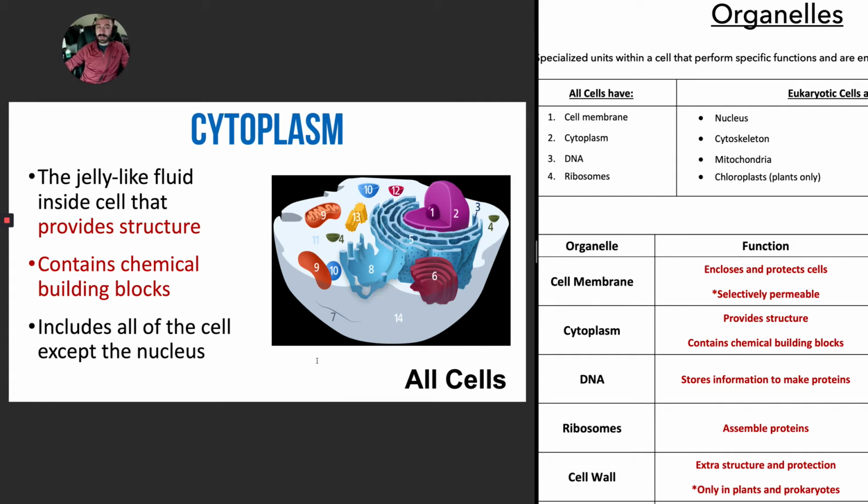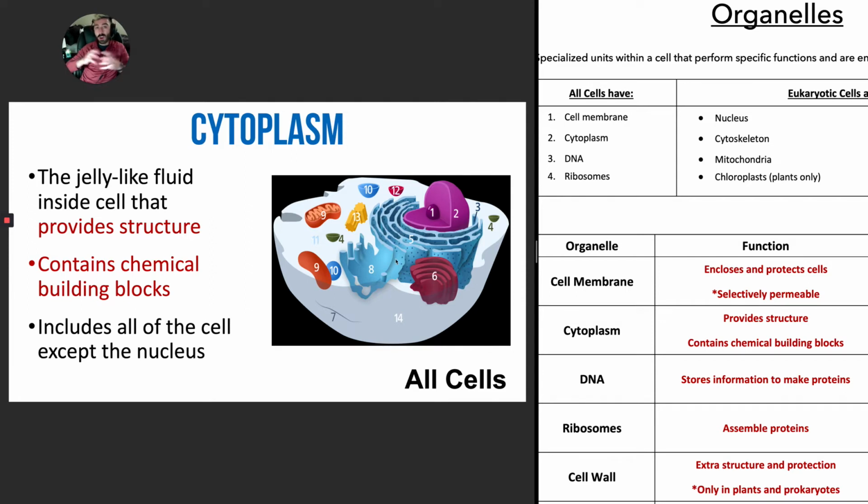And it's a jelly-like fluid that provides structure for the inside of the cell. It also contains the chemical building blocks, the things that the cell needs to exist and to function properly. Those chemicals just kind of exist in the cytoplasm. And so this basically includes everything inside of the cell except the nucleus. Everything that's floating around is floating in the cytoplasm.